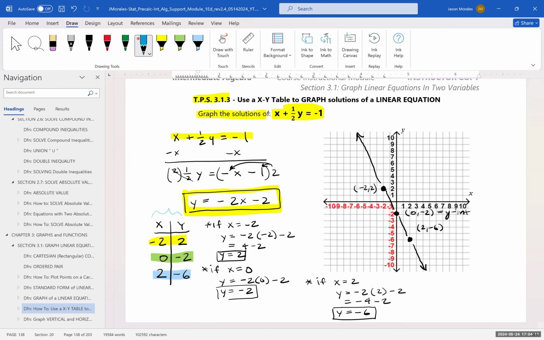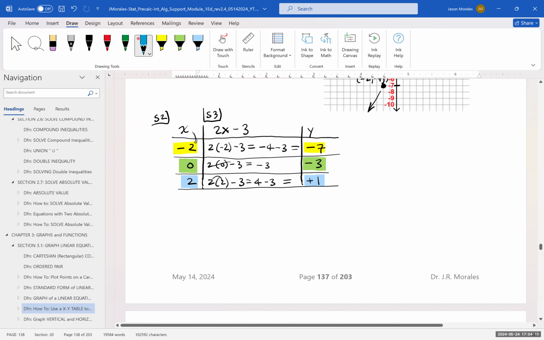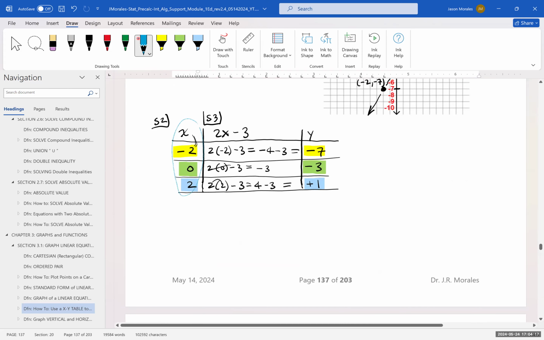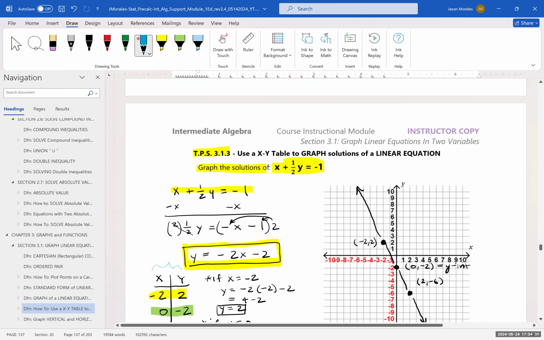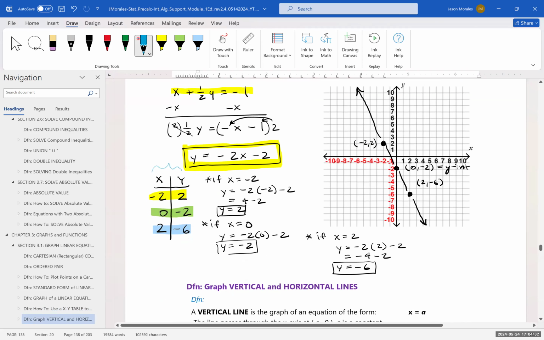So I still have the same values. I still have an x column and a y column, just like I did up here. Here's my x column, and here's my y column. In this example, I did all the algebra for substituting x right in the middle. But here, instead of putting the algebra in the middle, I did the algebra off to the side.